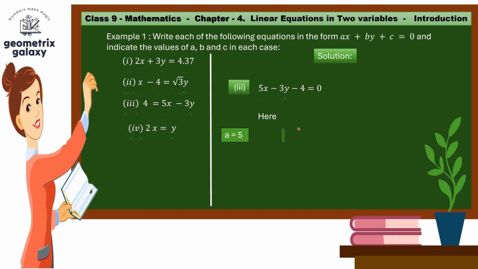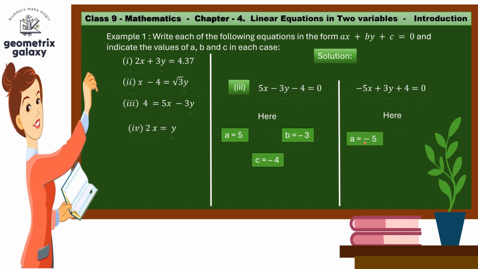The next method is we can have 4 in the left hand side and bring 5x minus 3y, which is in the right hand side, to the left hand side. So it becomes minus 5x plus 3y. Already we have plus 4 there. So minus 5x plus 3y plus 4 is equal to 0. So now a takes the value minus 5, b takes the value 3 and c takes the value 4. Both the methods are correct. We can follow any method while answering this question in the exam.